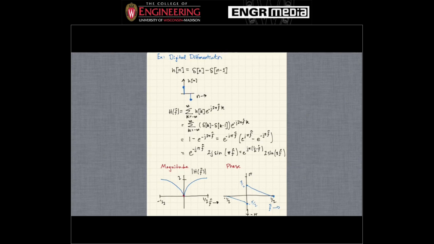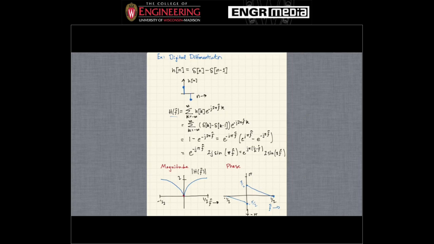Okay, so that's plotted right here, right? For n equals 0, it takes on the value 1, and for n equals 1, it takes on the value minus 1. And so we just look at the definition of the frequency response of the filter, and we write that out. This is a sum from k equals minus infinity to infinity of h of k e to the minus j 2 pi f hat k. And then I would just plug in.